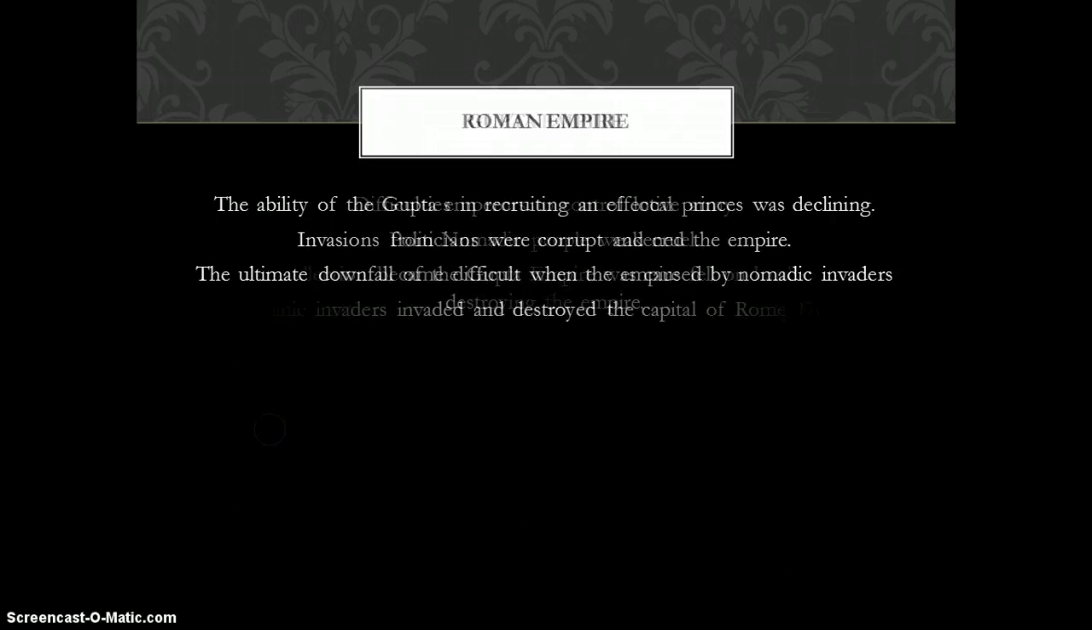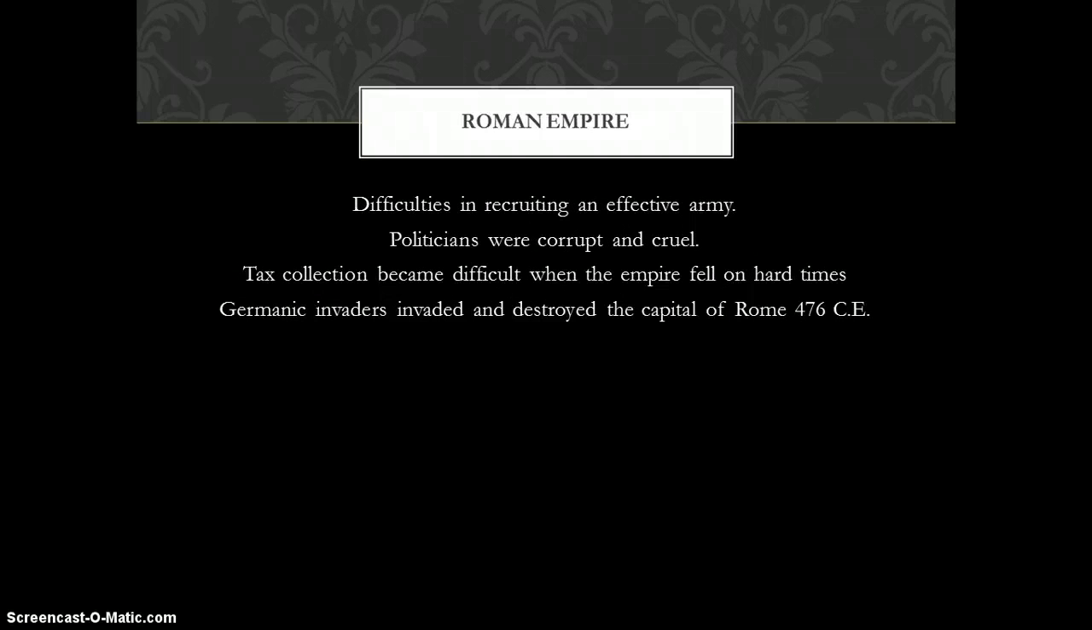Finally, we have the fall of the Roman Empire, which had a lot of causes, but some of the main points were difficulties recruiting an effective army. The Roman Empire is pretty big, so getting a powerful army was important, because if you didn't have a powerful army, you couldn't hold off invaders, and your empire would slowly get smaller and smaller and smaller.